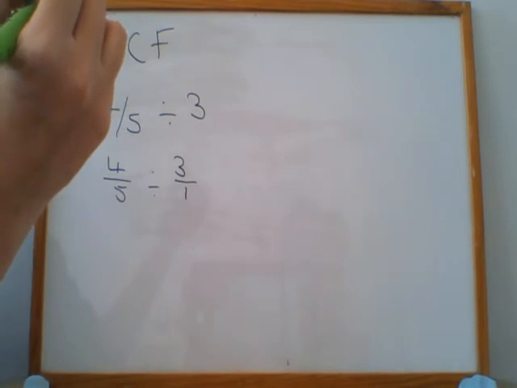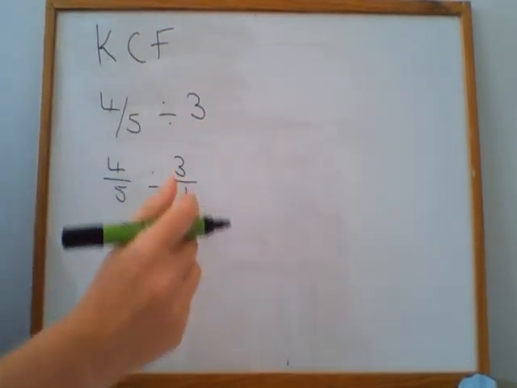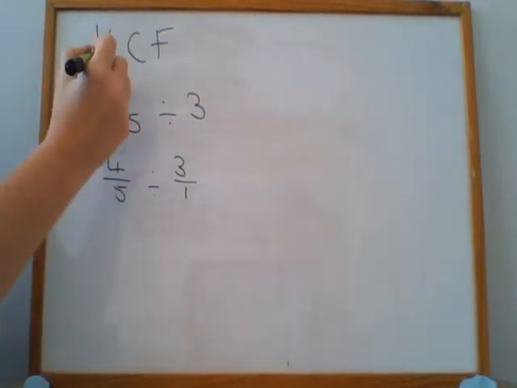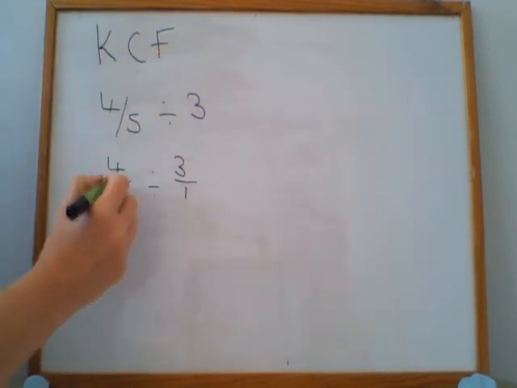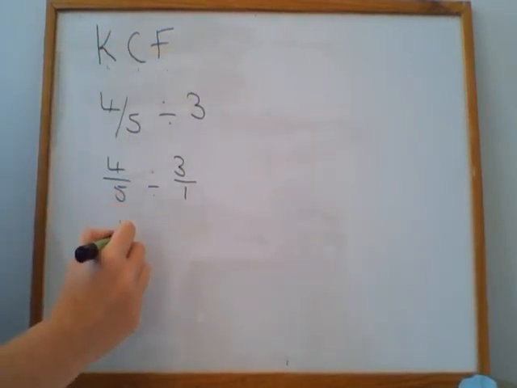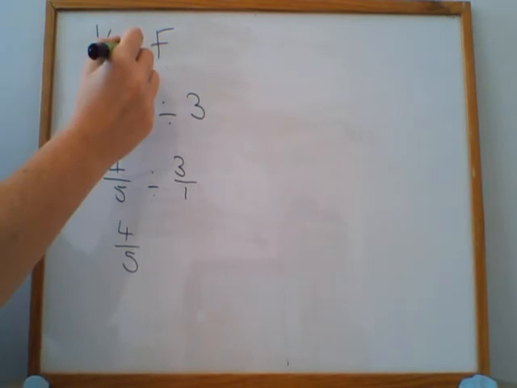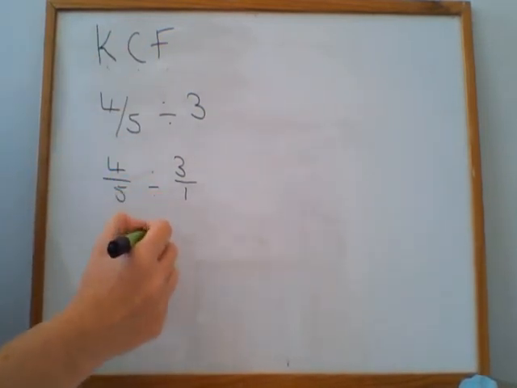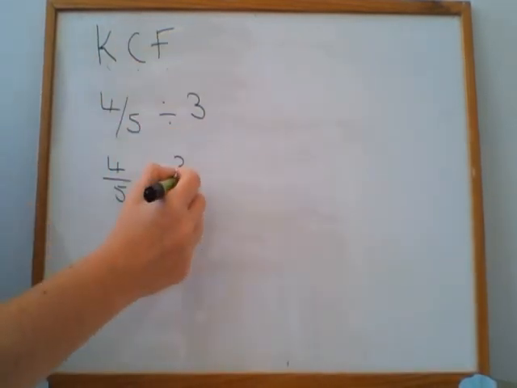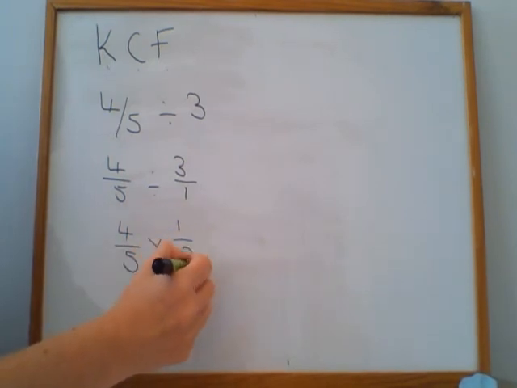I need to turn my 3 into a fraction. This is the same, but it's now shown as a fraction. Then I can look at these letters. So I keep my 4/5. I change my division to a multiplication, and I flip this fraction upside down.